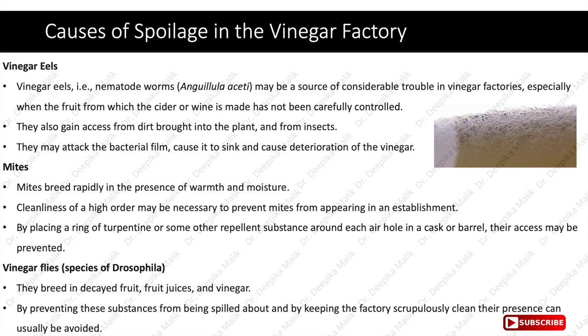Second is mites. Mites breed rapidly in the presence of warmth and moisture. Cleanliness of a high order may be necessary to prevent mites from appearing in an establishment. By placing a ring of turpentine or some other repellent substance around each air hole in a cask or barrel, their access may be prevented. Third type is vinegar flies, which are a species of Drosophila. They breed in decayed fruit, fruit juices, and vinegar. By preventing these substances from being spilled about and by keeping the factory scrupulously clean, their presence can usually be avoided.